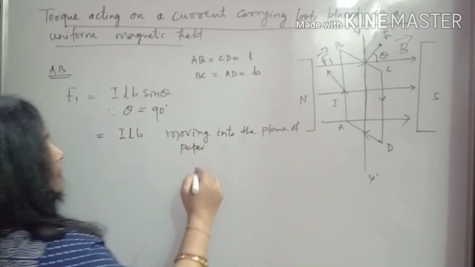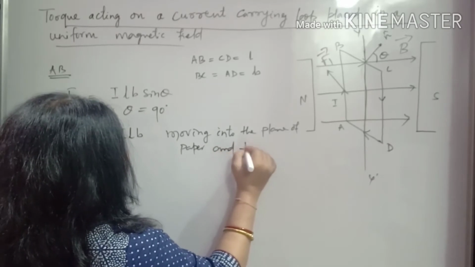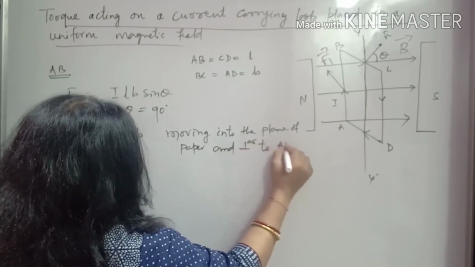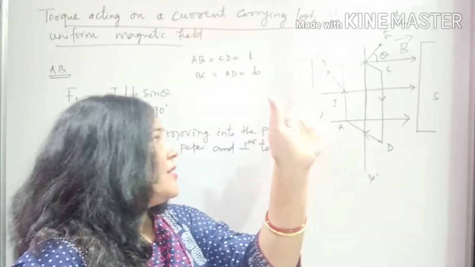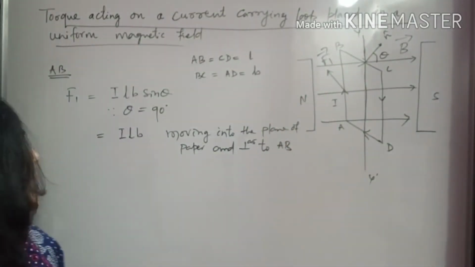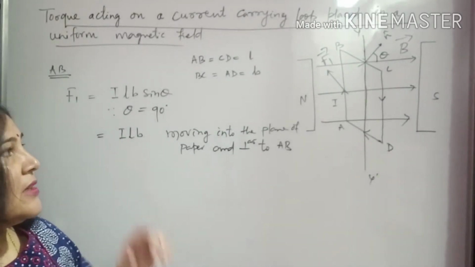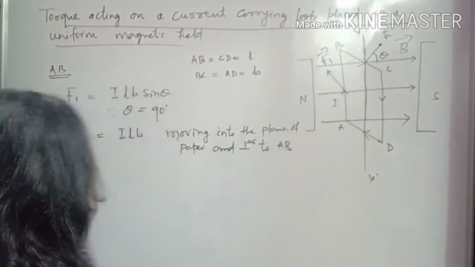Okay, and perpendicular to what? Perpendicular to AB. So it is perpendicular to this AB conductor and it is into the plane of paper. So this is F1. Now similarly, let's find out for CD.